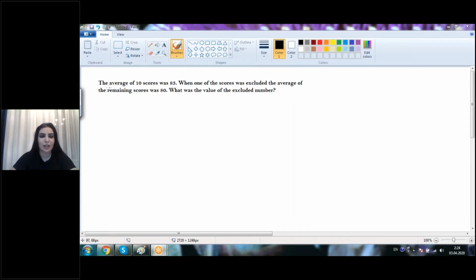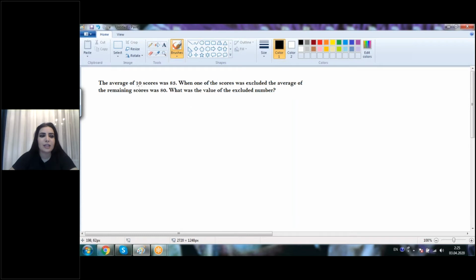Let's try to solve it together. The average of 10 scores was 83. When one of the scores was excluded, the average of the remaining scores was 80. What was the value of the excluded number? How to solve this kind of problems?